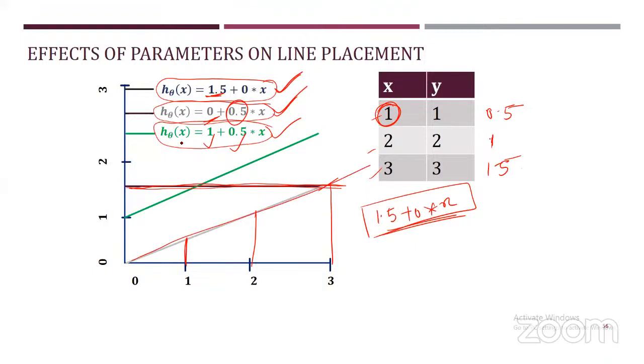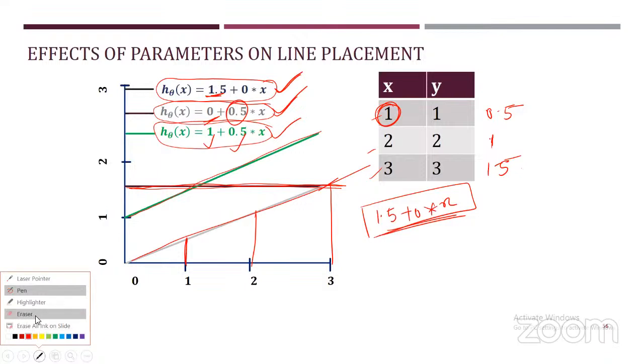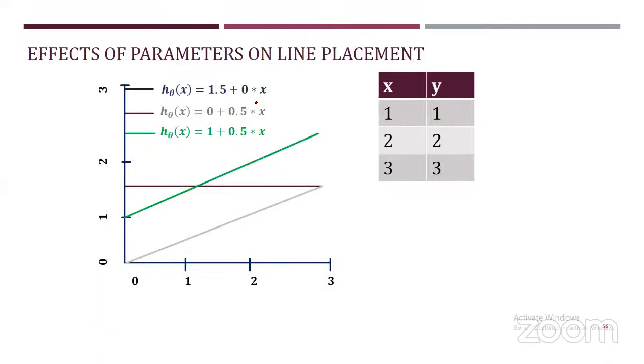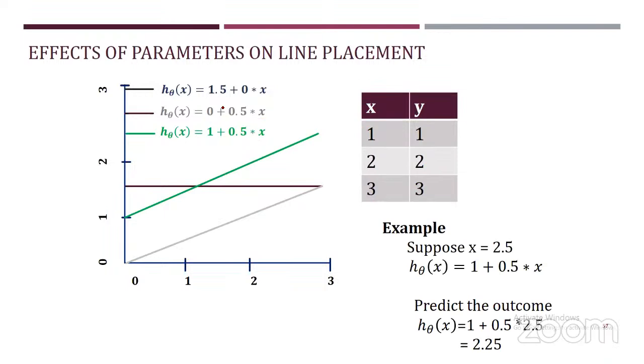Coming to the third one, hopefully all of you are able to calculate it. This is going to be the placement. So now you could see the line which we have drawn is going to be completely driven by what parameters you have selected. Although x is equal to 1, 2, 3 in all three cases, the placement of the line is going to depend completely upon what theta naught and theta 1 you have selected.